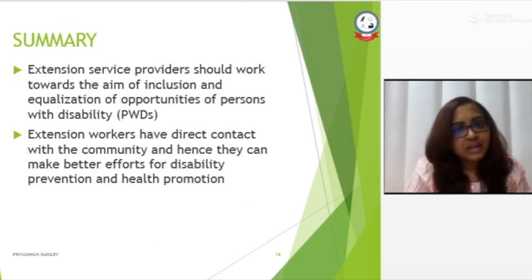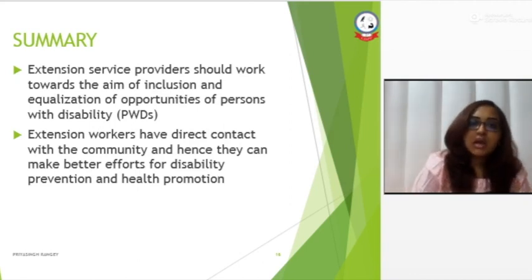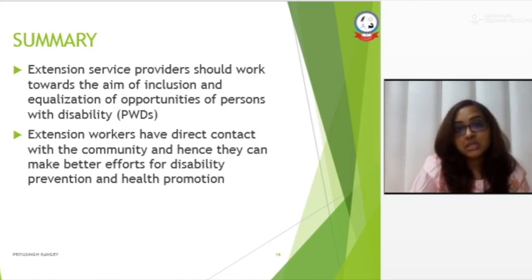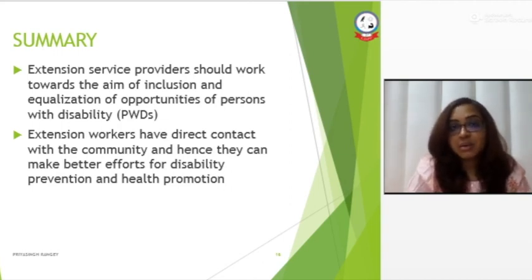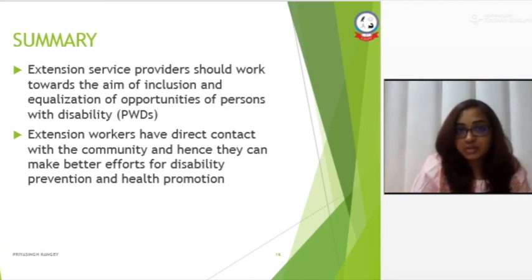Extension service providers should work towards the aim of inclusion and equalization of opportunities for persons with disability, and they have direct contact with the community, and hence they can make better efforts for disability prevention and health promotion. And this service system should be utilized to the maximum, so that persons with disability can avail maximum benefits, and we can work with the community for the betterment of the community.